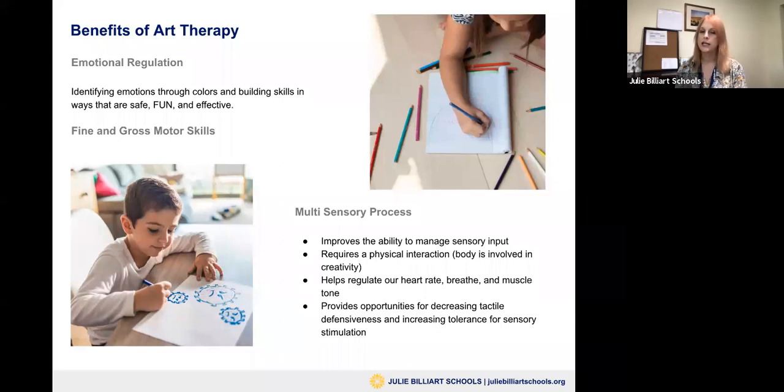It requires a physical interaction, right? The body is involved in creativity, and that is actually a big stress reliever. So I'm sure Holly does this as well. When we begin class, we always begin our session with the group with deep breathing. And we take two really deep breaths, right? In, hold it, and then out. We do that all together.